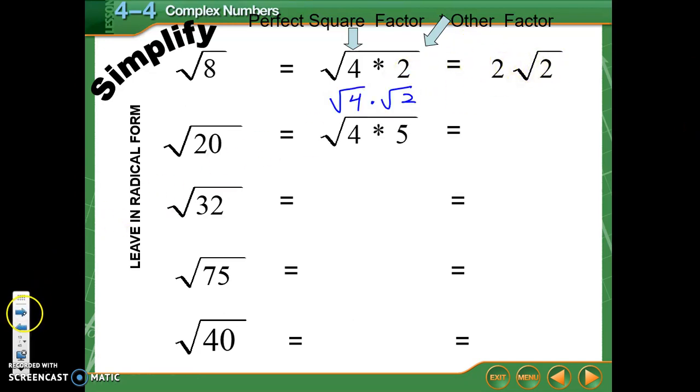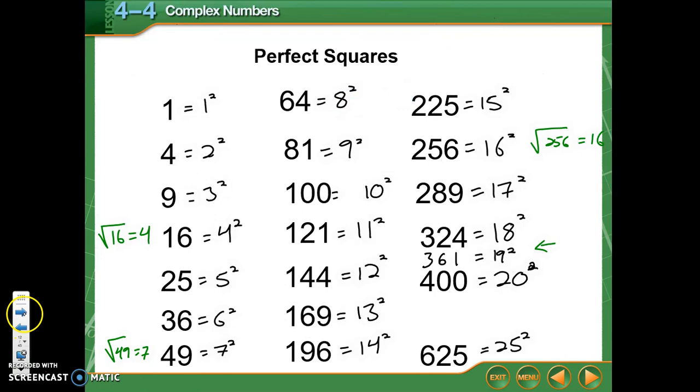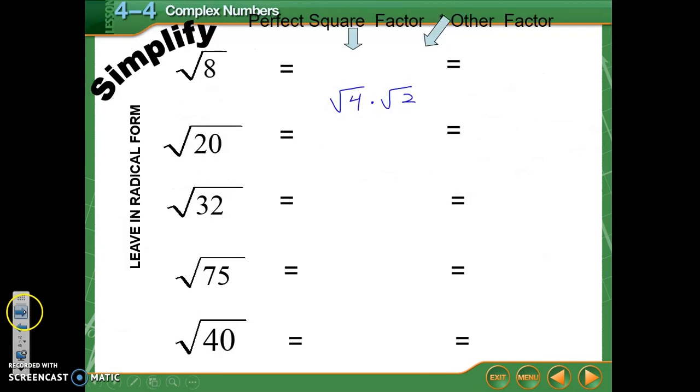When it comes to 20, again, 20 is 4 times 5. 20 is also 2 times 10, but 2 is not a perfect square and 10 is not a perfect square. So I'm looking for the combo of factors where one of my factors is a perfect square, where one of my factors comes from this list of numbers.